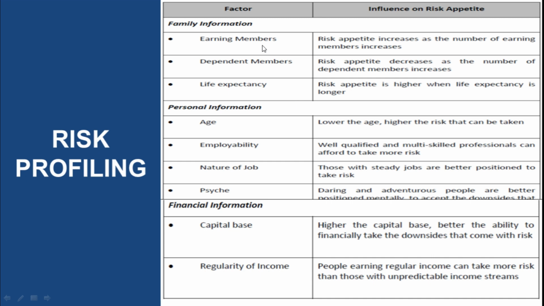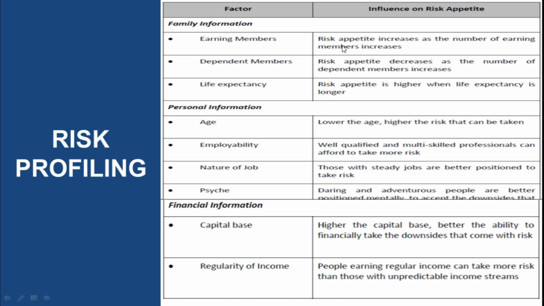So first is earning members. Risk appetite increases as the number of earning members increases. Okay, so the more earning members in your family, the more you would be capable of taking risk in the investment, because there are other people also earning in your family.